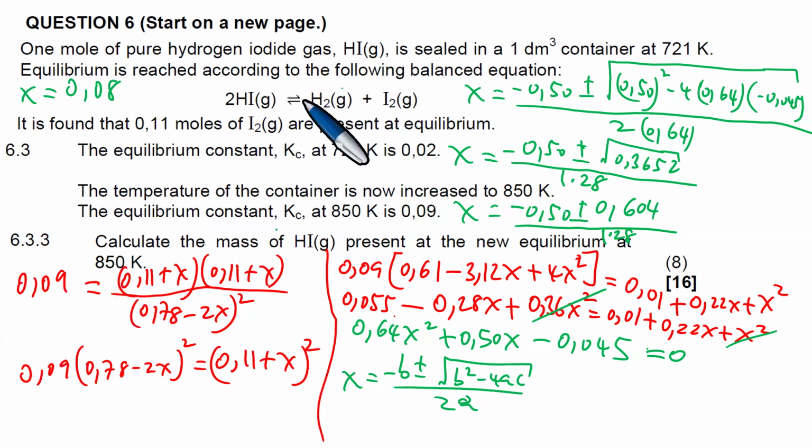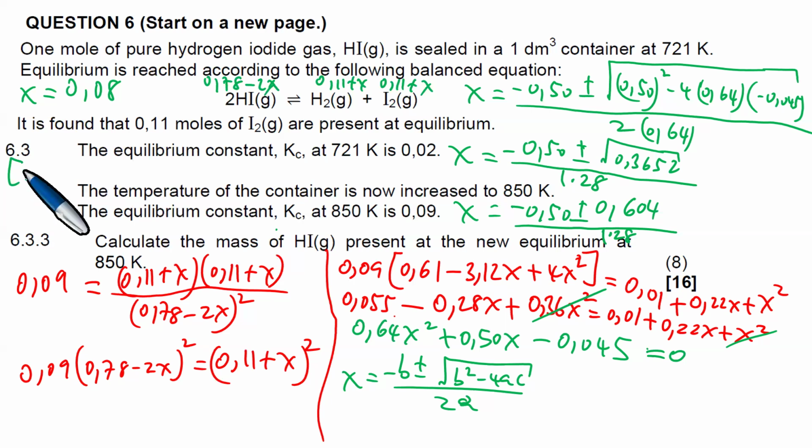It was 0.11 plus x, 0.11 plus x, and this one was 0.78 minus 2x. Right, so if we get the x, then we need to calculate the mass of the hydrogen iodide present at the new equilibrium. But something that remains extremely important is to say, what will this be? We need the concentration of this. So you can write like this. This is very, very standard.